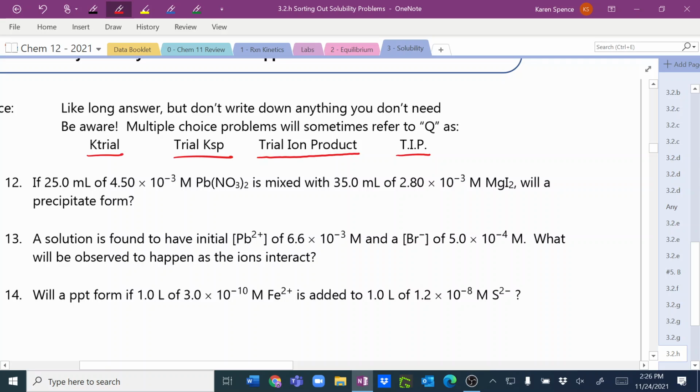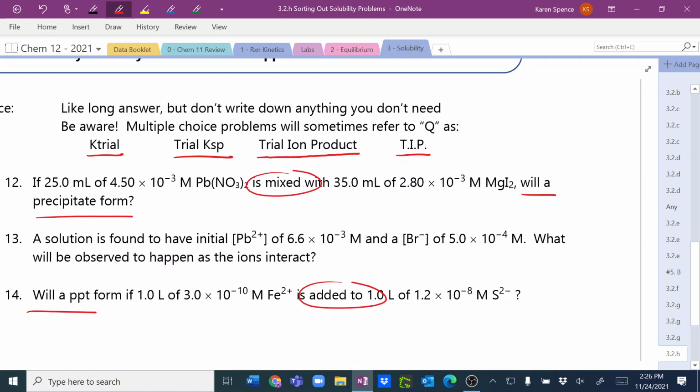So number 12 and 14 are really easy. Will a precipitate form? These are mixed. Added to, will a precipitate form? 13 is a little trickier.